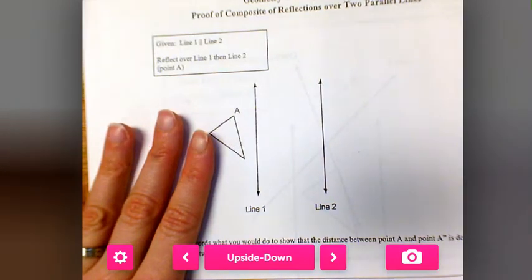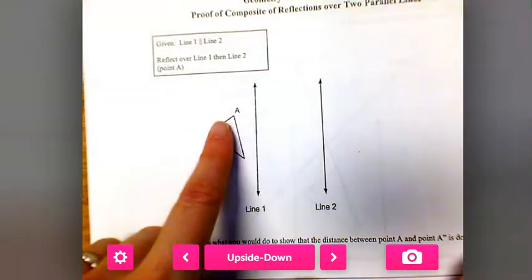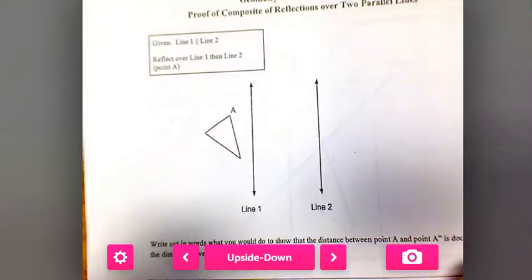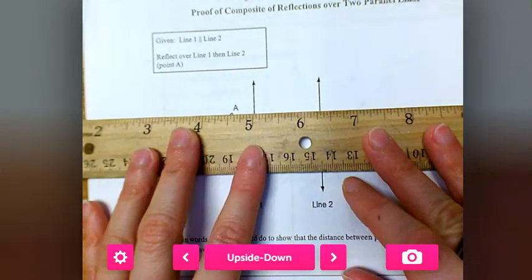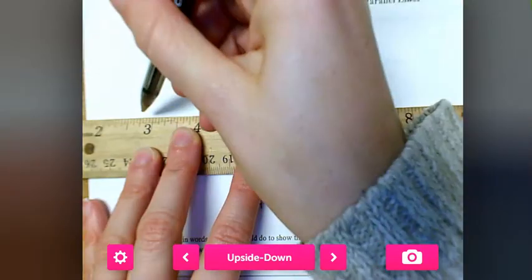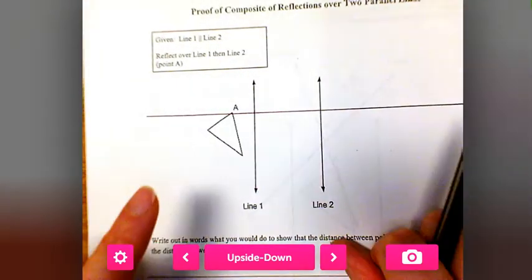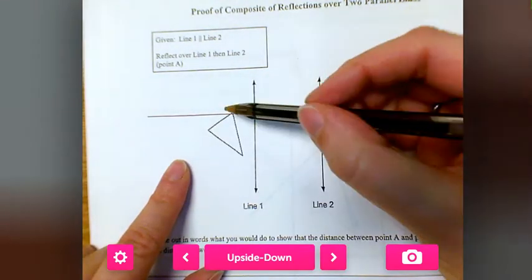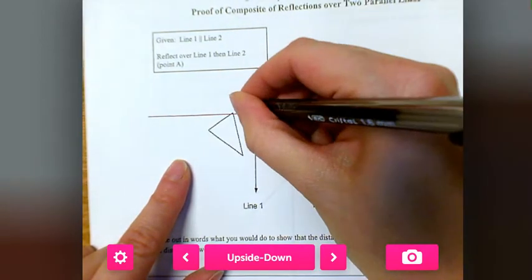We're reflecting over 2 parallel lines. We're going to reflect it over line 1 and then over line 2 and then talk about the distances between them. The first thing I'm going to do is take a ruler and draw a perpendicular line just to help us keep track. I'm going to say that I don't know the distance between A and line 1, so I'm going to make that X.